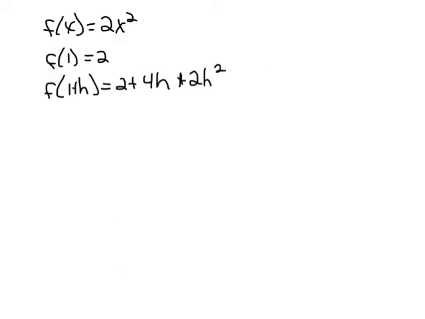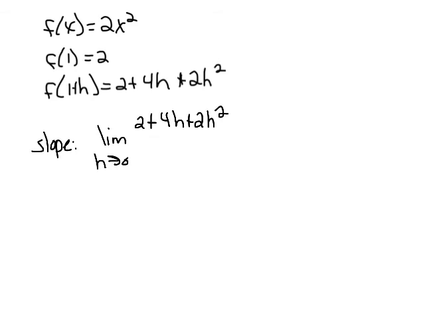So I have all these values. I have my original function, f of x is 2x squared. I know that f of 1 has a value of 2, and f of 1 plus h, when it's multiplied and simplified, is 2 plus 4h plus 2h squared. Now to find the slope, I'm going to evaluate the limit. It's the limit as h approaches 0 of f of 1 plus h, so that's 2 plus 4h plus 2h squared, minus f of 1, which is 2, minus 2.